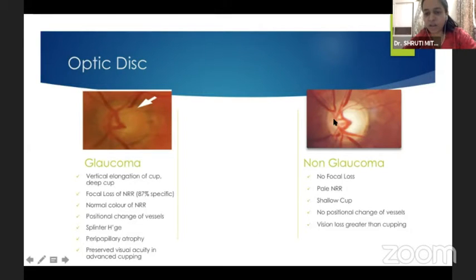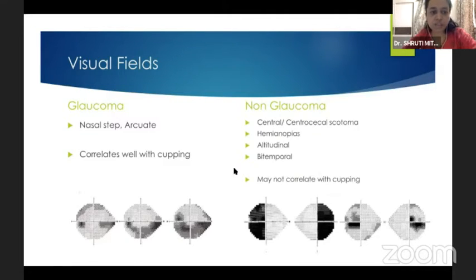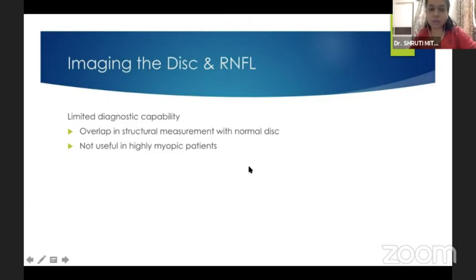or near normal. Whereas in non-glaucomatous cases, the neuroretinal rim will appear pale, the cup will be shallow, there's no focal loss of NRR, no positional change of vessels, and the vision loss is often much greater than the cupping. Visual fields in glaucoma, like we all know, show a characteristic progression. And in cases of neuro-ophthalmic diseases, we might see a hemianopia, a centrocecal scotoma, or an altitudinal defect. Important to note is that the fields always correlate with the disc in cases of glaucoma, whereas in neuro-ophthalmic cases, they may not correlate with cupping.